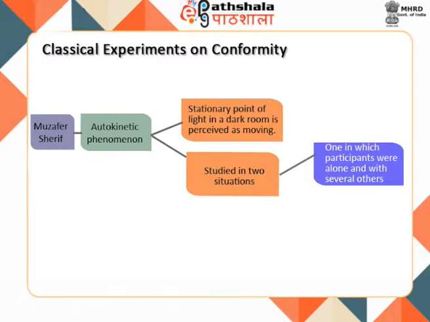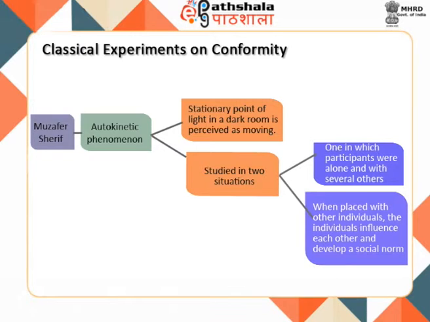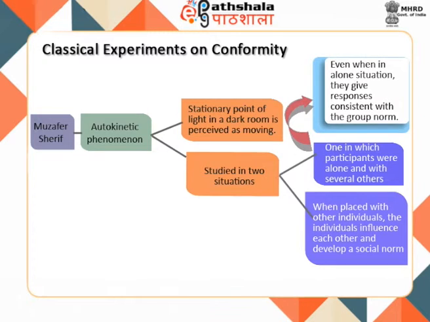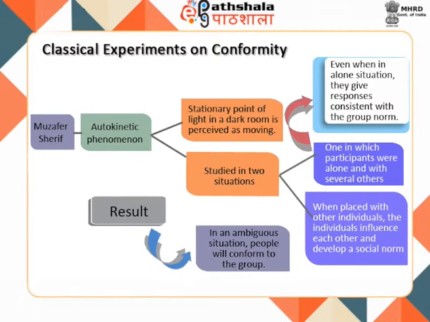He asked individual male college students to sit in a dark room and watch a single point of light. Each participant was told that the light would move and that his job was to estimate how far it moved. Many people thought the light moved only 1 or 2 inches. He reported that when placed with other individuals, the individuals influenced each other and developed a social norm. Even when in the alone situation, they gave responses consistent with the group norm. Sherif's results demonstrated that in an ambiguous situation, people will conform to the group.